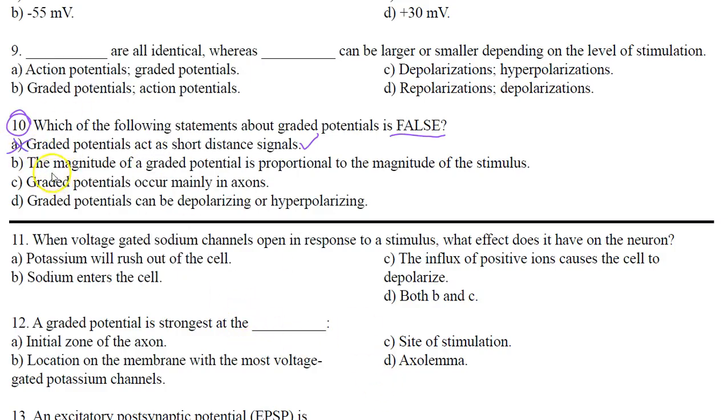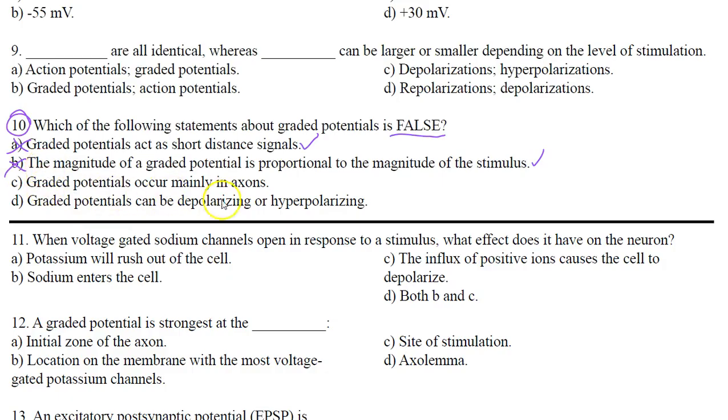Letter B. The magnitude of a graded potential is proportional to the magnitude of the stimulus. This is a lot of fancy words saying magnitude instead of the strength of the stimulus, for example. But yes, how large a graded potential is, is directly proportional to how large the stimulus is. That is definitely true. We said that if you had a strong stimulus, you're going to get a strong graded potential, weak stimulus, a weak graded potential. So since it's true, that's the wrong answer.